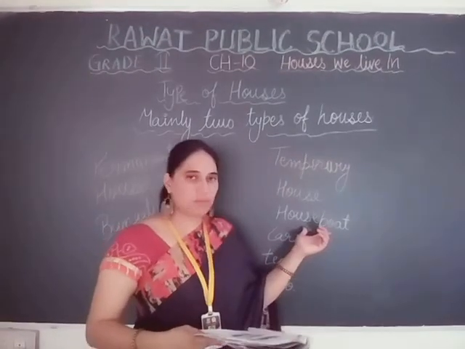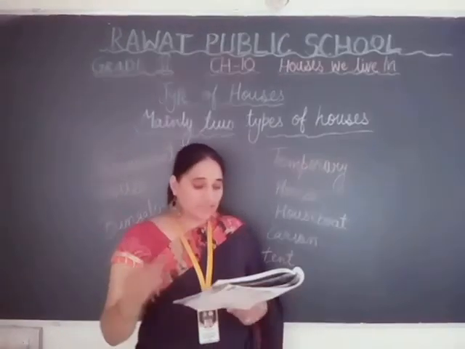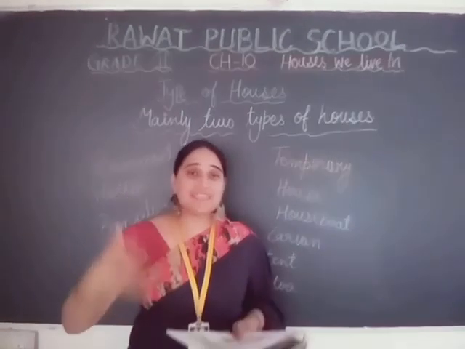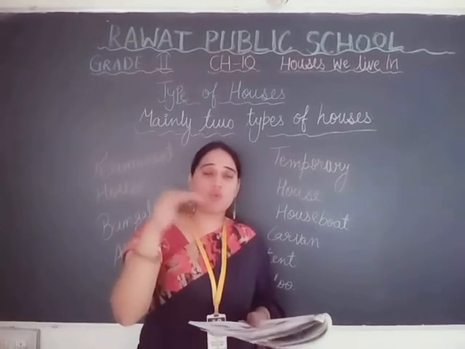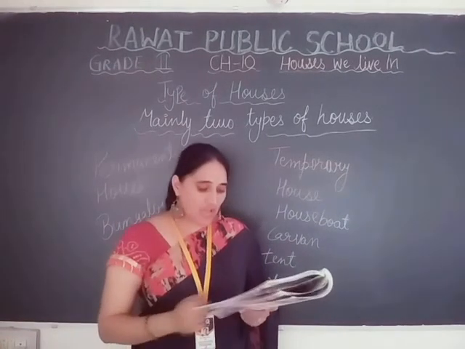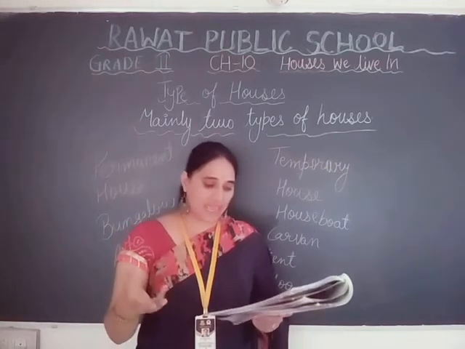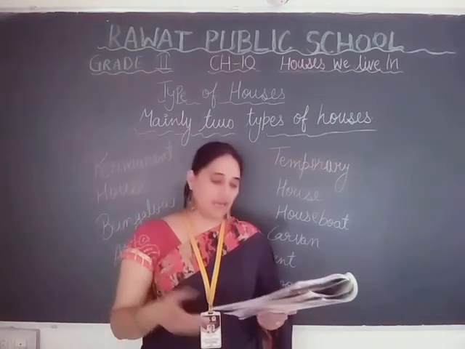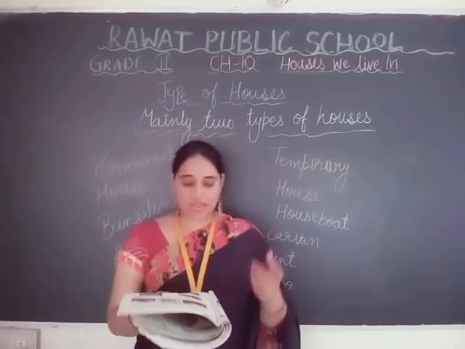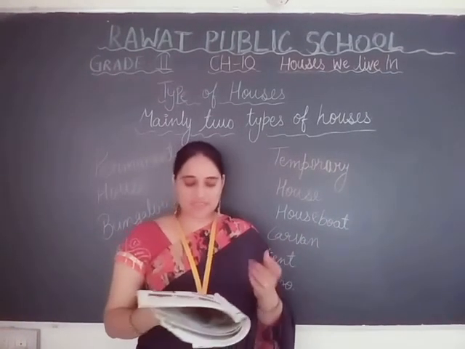First of all, we talk about the houseboat. This is a houseboat. It floats on water. These kinds of houses float on water. You can take them in a river or ocean. Such houseboats are found in Dal Lake, Kashmir and Kerala. These houses are very popular in Dal Lake, Kashmir and Kerala.